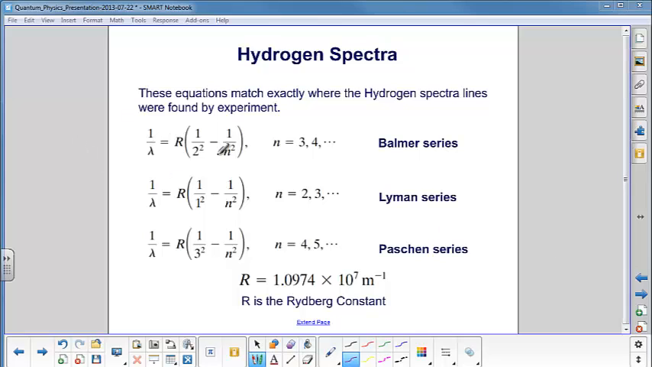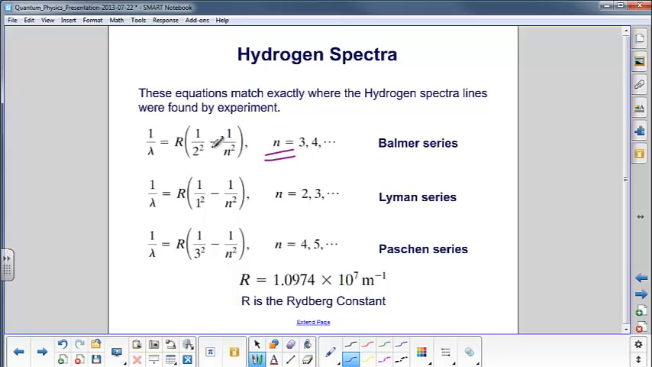These are the equations that I just talked about on the previous slide. 1 over the wavelength of light equals R, which is the Rydberg constant, 1.0974 times 10 to the 7th inverse meters. And this n over here was experimentally determined. They found that they could find the positions of all these wavelengths by plugging in this quantity n without really saying what it is yet.